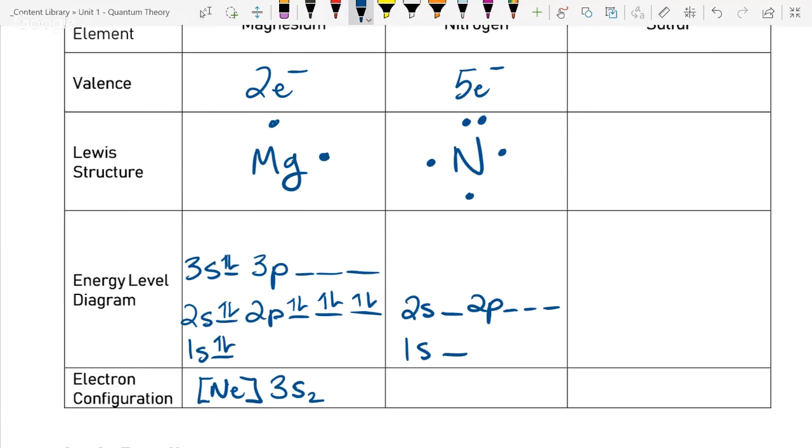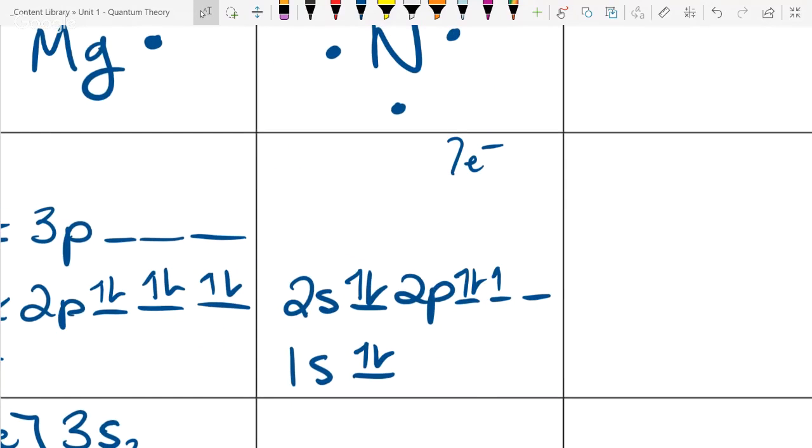Okay, how many electrons do I have total? 7. Okay, so I'd fill in 1s. Then I would fill in 2s, that's up to 4. How many more do I need? 1, 2, 3, just like that, right? No, why not? That's 3. You said I need 3. 2, 4, 5, 6, 7.